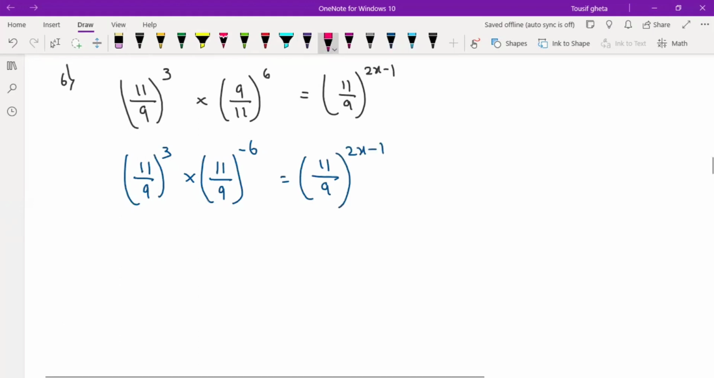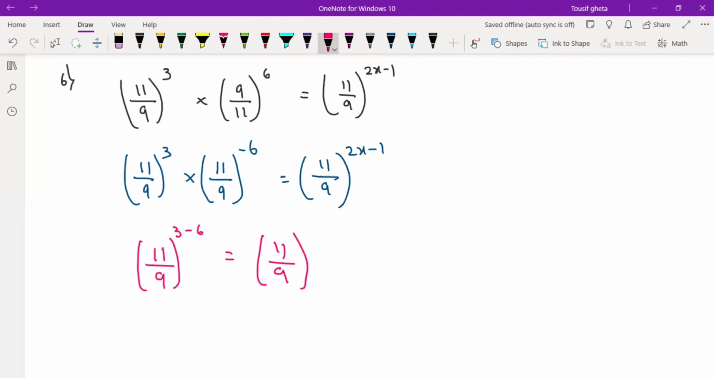Let us solve it by applying a law. You can see over here we can apply the first law which we discussed in our introduction video. It is multiplication and the base is similar, so we need to add our powers, but the second exponent has a negative power, so we subtract, that is 3 minus 6. The right hand side remains as it is. So (11/9)^(3−6) gives (11/9)^(−3), and the right hand side we write as it is: (11/9)^(2x−1).